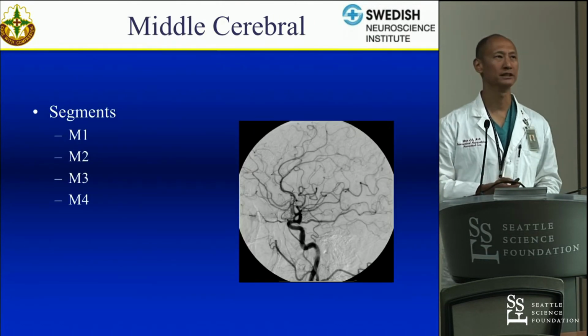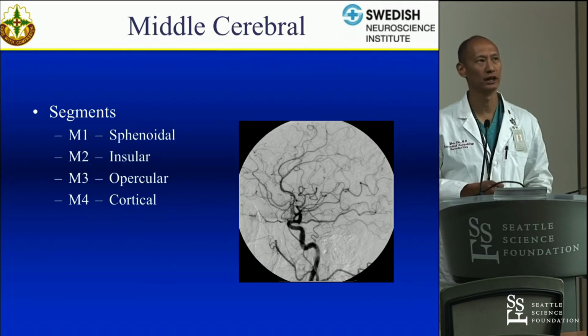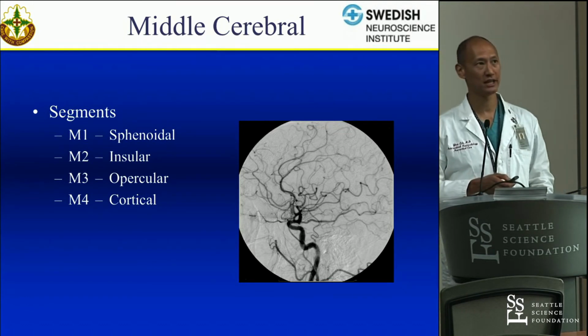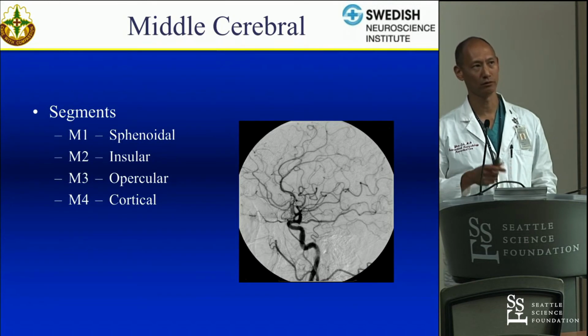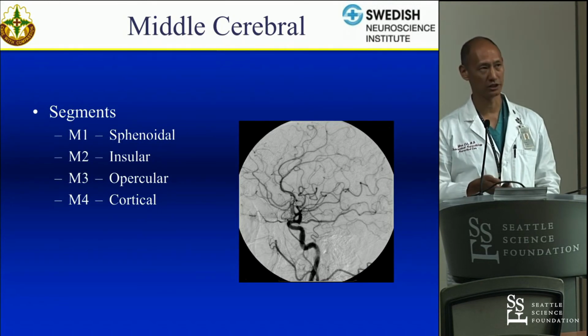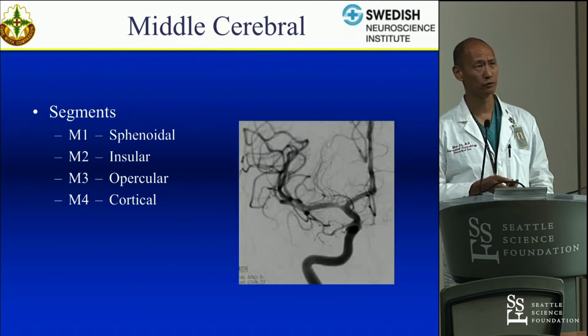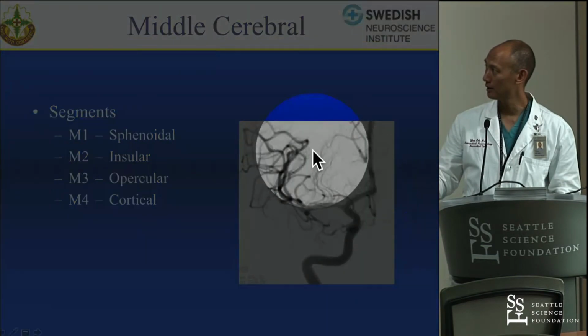4 branches of the MCA, M1, 2, 3, and 4, often termed the sphenoidal branch, the insular branch, opercular, and cortical. And the cortical branches of the MCA are best viewed on the lateral view. So this is a great picture to show you all the different MCA branches, whereas the frontal view or the Townes view gives you a good layout of really the M1 segment.